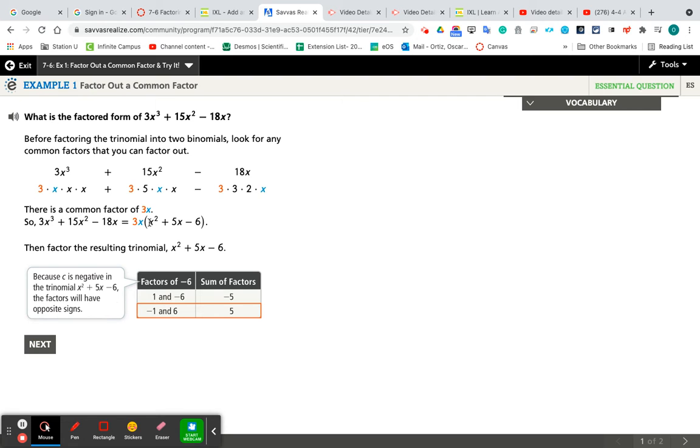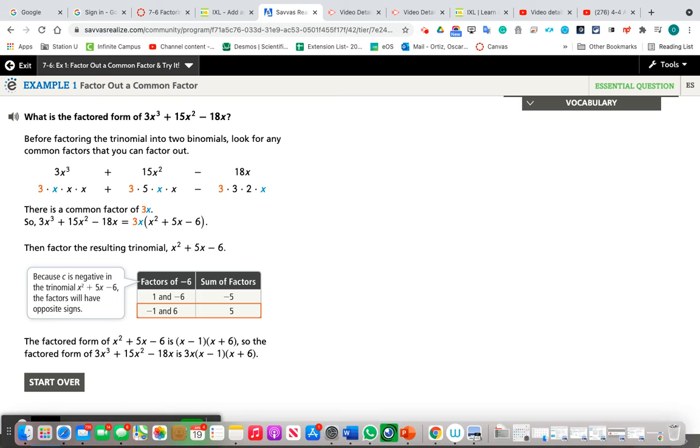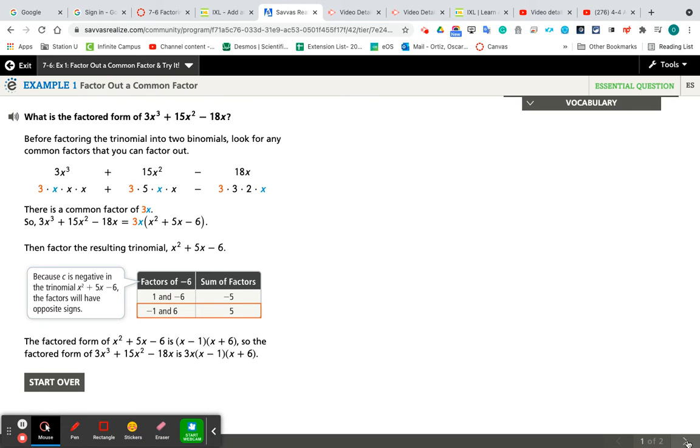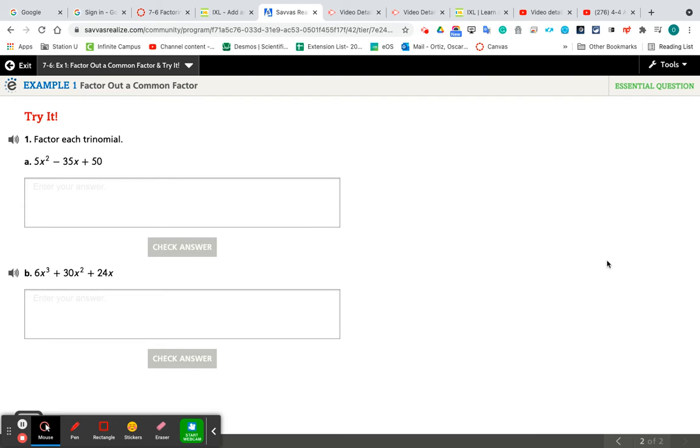So all we're missing is to factor the trinomial that shows up here in black. So our final answer will be 3x times x minus 1, because the two correct numbers are -1 and 6, and times x plus 6. And that is it. So always look for this easiest case first before trying any other approach.